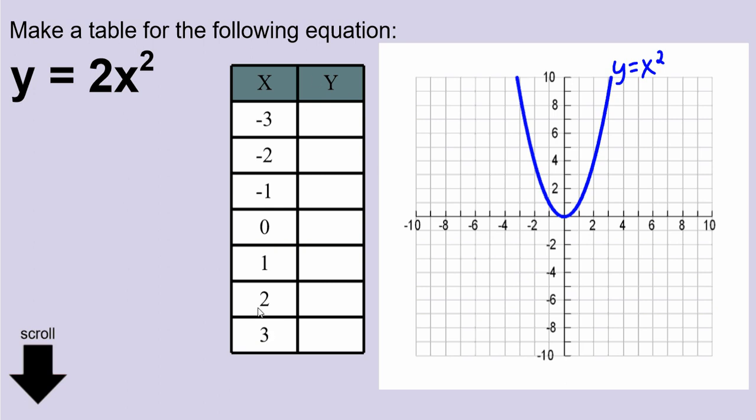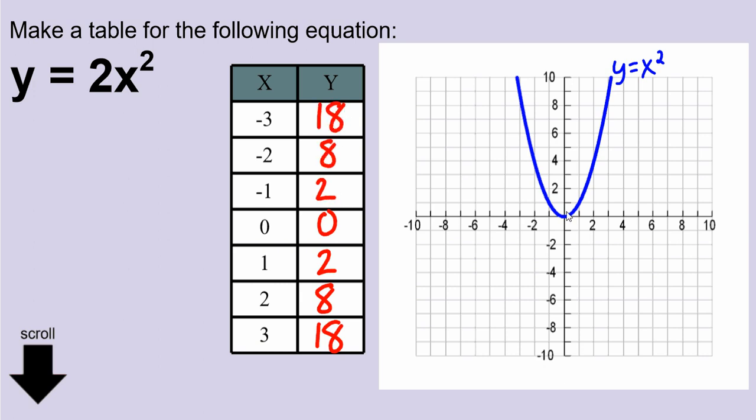I just plug points in, put 3 in for x. You need to do order of operations, square before multiply, PEMDAS. 3 squared is 9, then I multiply it by 2, I get 18. If I put 2 in there for x, 2 squared is 4, and then 2 times 4 is 8. I put 1 in there, 1 squared is 1, 1 times 2 is 2. 0 in there, 0 squared is 0, times 2 is 0. Then it's just going to be a mirror image: 2, 8, 18.